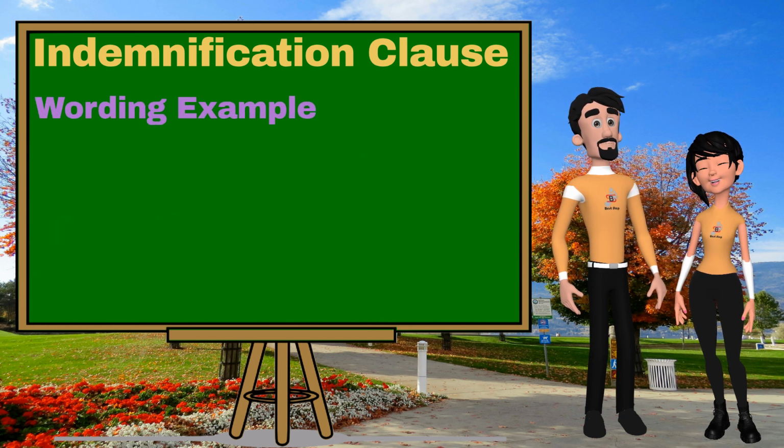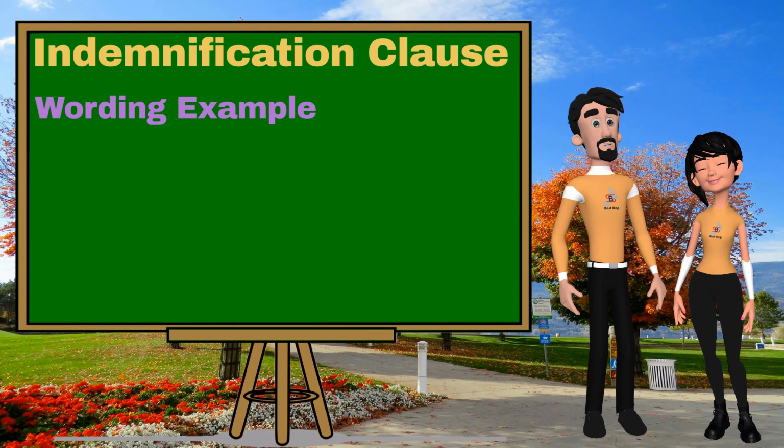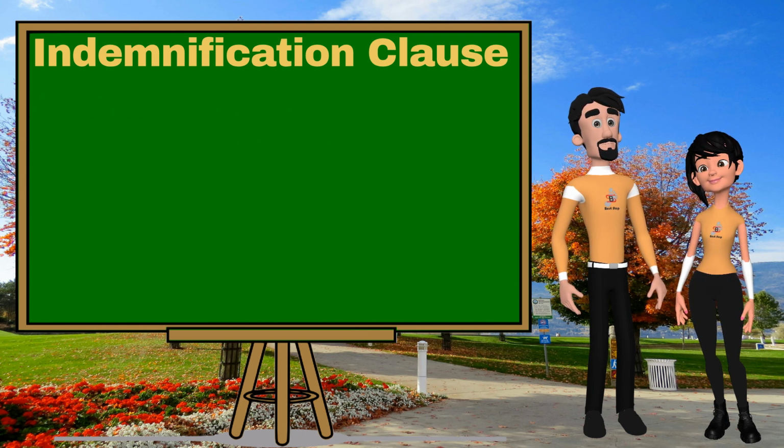How should it typically appear in a contract? A typical indemnification clause might look like this. The contractor shall indemnify, defend, and hold harmless the client from and against any and all claims, damages, losses, liabilities, costs, and expenses, including reasonable attorney's fees, arising out of or relating to any breach of this agreement, negligence, willful misconduct, or violation of applicable law by the contractor. This wording provides a comprehensive safety net by covering not just direct breaches of the contract, but also negligence and misconduct. Are there any other catches or limitations?